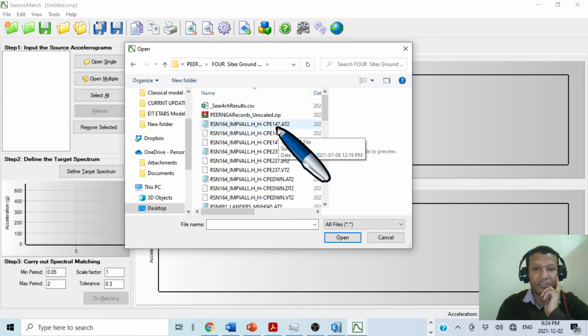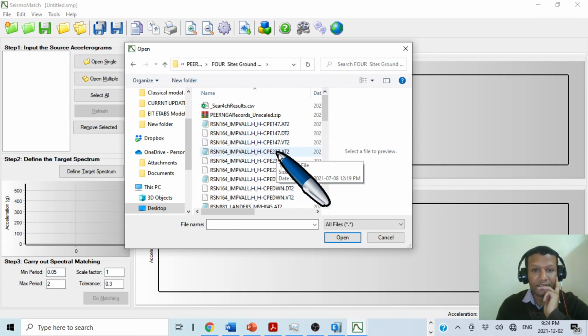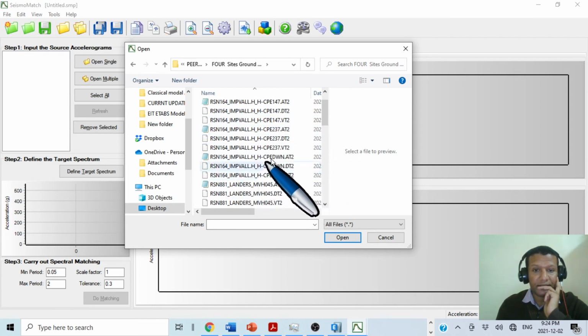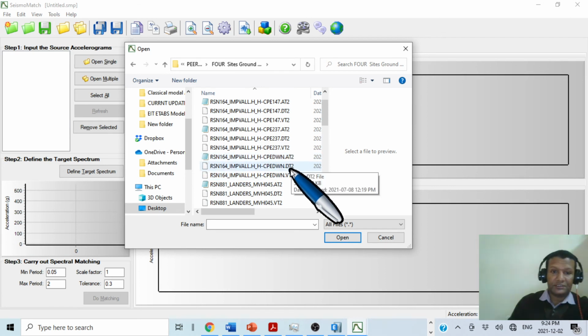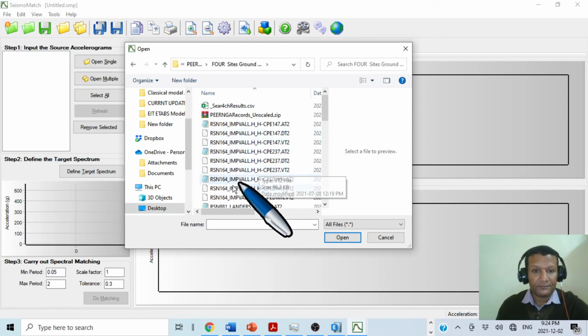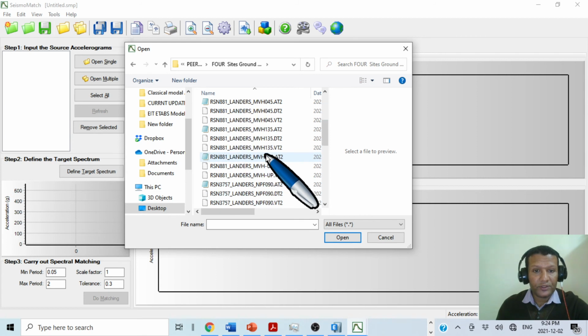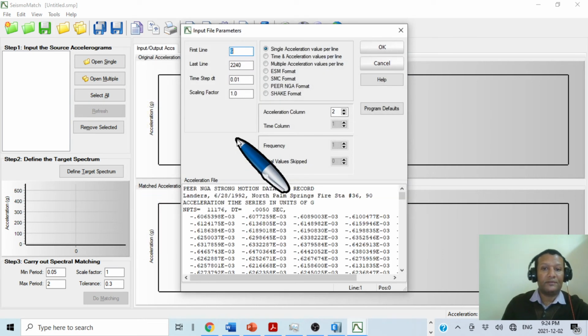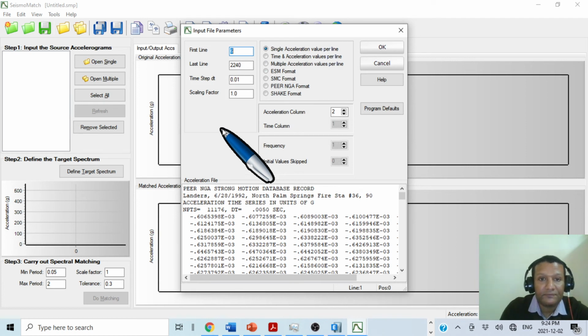For example, this is station 147, this one is 237. So each station has three datas: acceleration, displacement, and velocity. So if we go for Landers, for example, the same AT2, DT2, VT2, this is a file. So let's go to this file. For example, this is a file.